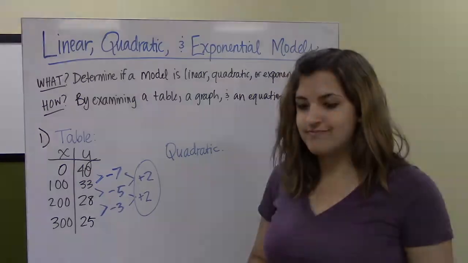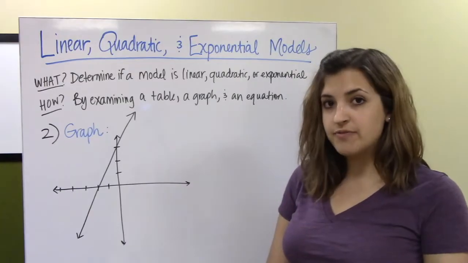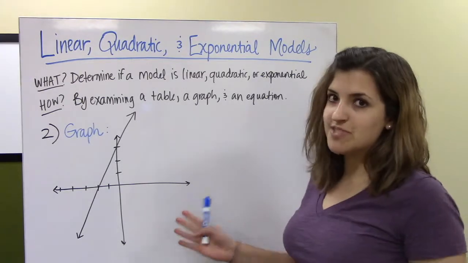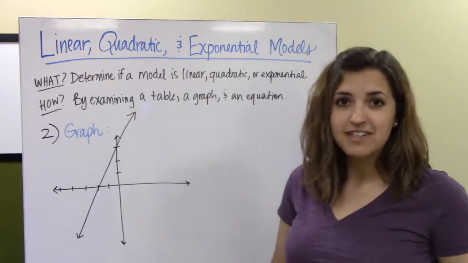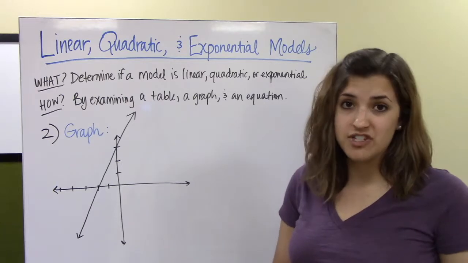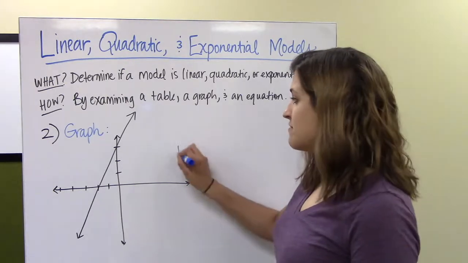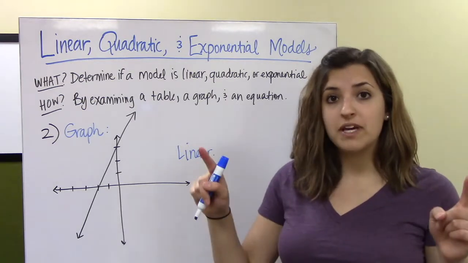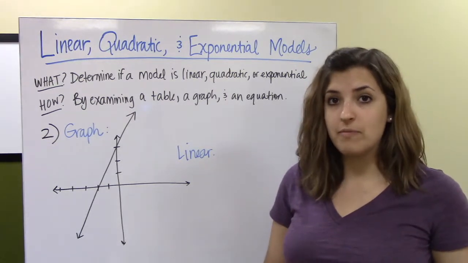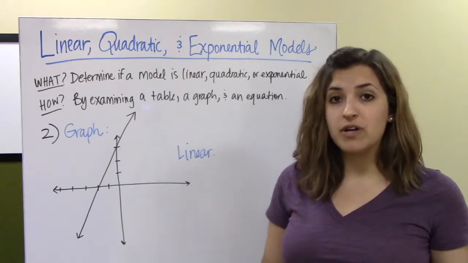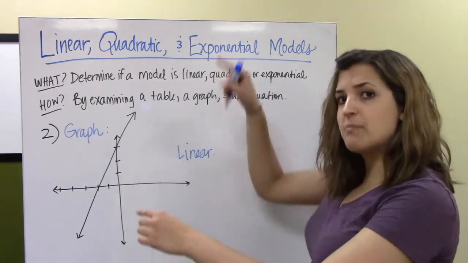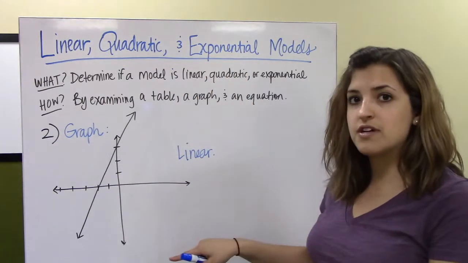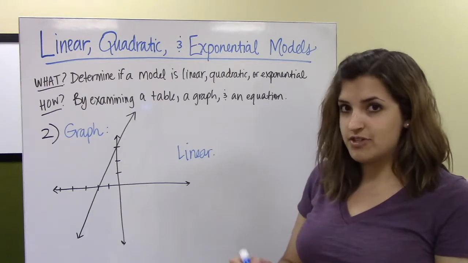at a graph. In this graph, we're given a line. So clearly this graph is linear. This is probably the easiest way to tell a function apart from one another. This graph is linear. Remember, if we had a parabola, we'd be quadratic, and if we had a sloping upwards or sloping downwards, we'd be exponential.